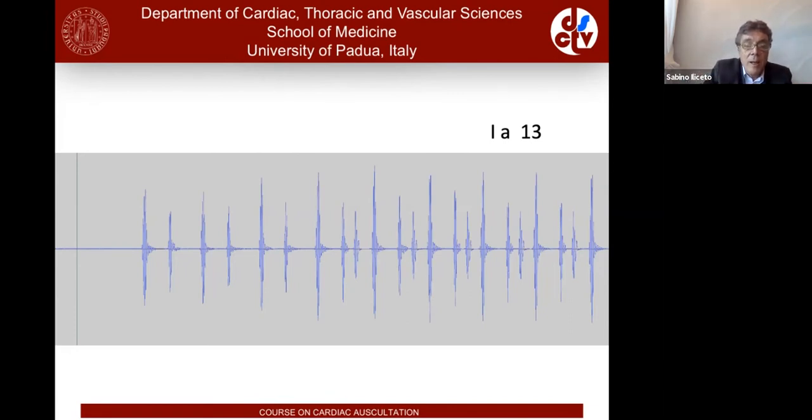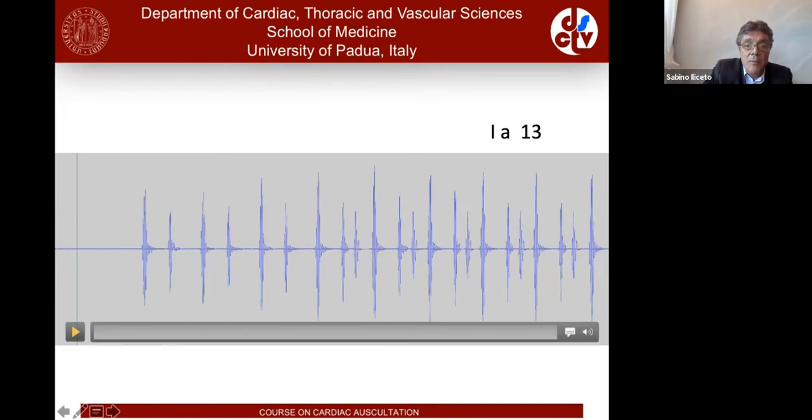Let's go ahead on the sound. Please note that the first three cycles are without any additional sound because there is electronic filtering. Then from the fourth cycle, the third sound will occur.